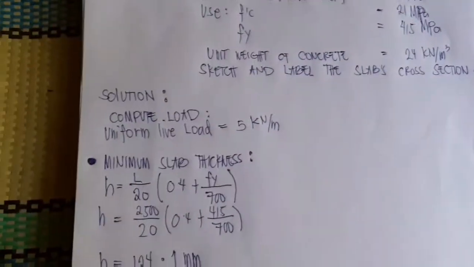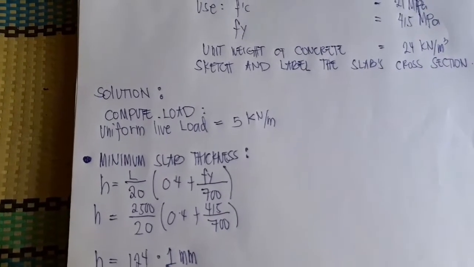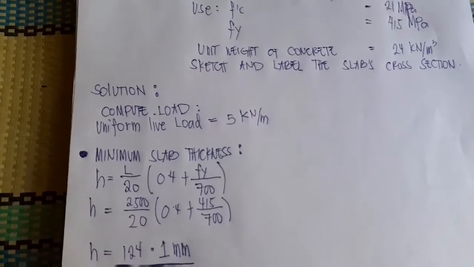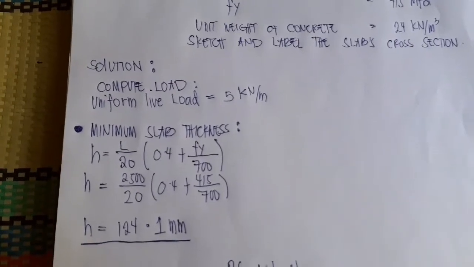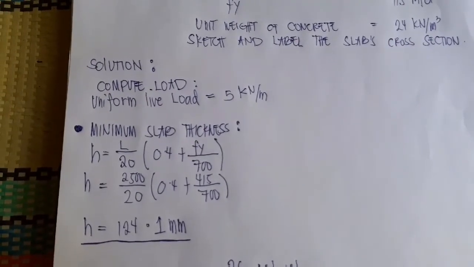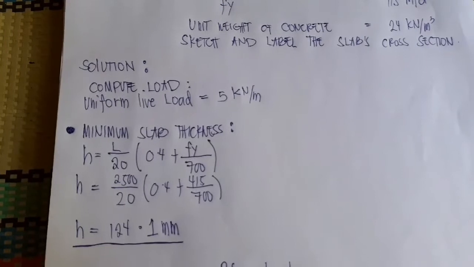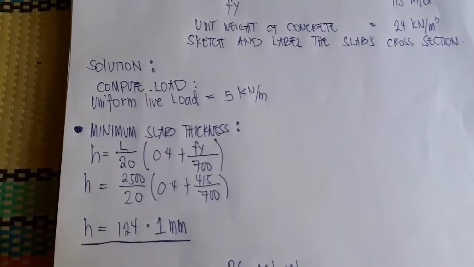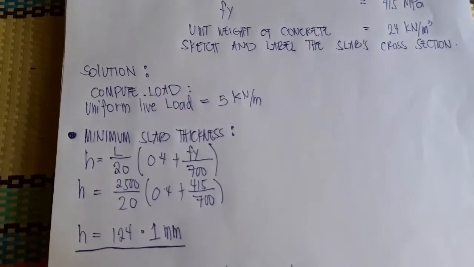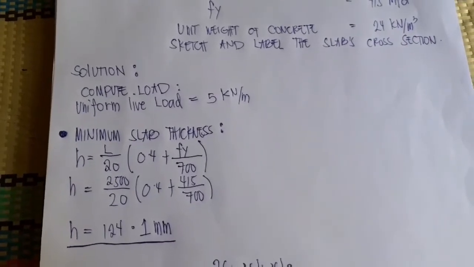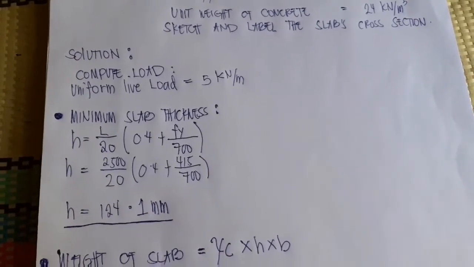So first, the solution. First, we calculate the load. The live load is 5 kilonewton per meter. Now the minimum slab thickness. To get the thickness of the slab, we use the formula: h is equal to L over 20 times the quantity 0.4 plus fy over 700. So h is equal to 2500 over 20 times 0.4 plus fy, which is 415, over 700. Calculating, the slab thickness is 124.1 mm.